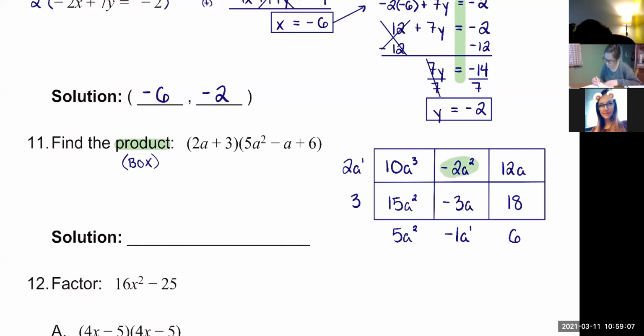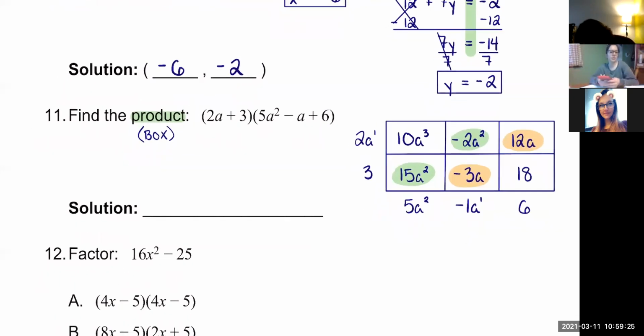If you check your diagonals, and in this case, we actually have 2 sets, you're going to notice that you have some like terms that you can add together as you're writing these out in descending order. So the first term I have is the 10a to the third, which is by itself, no like term to combine with it. Then I get the 15a squared and the negative 2a squared, which make 13a squared.